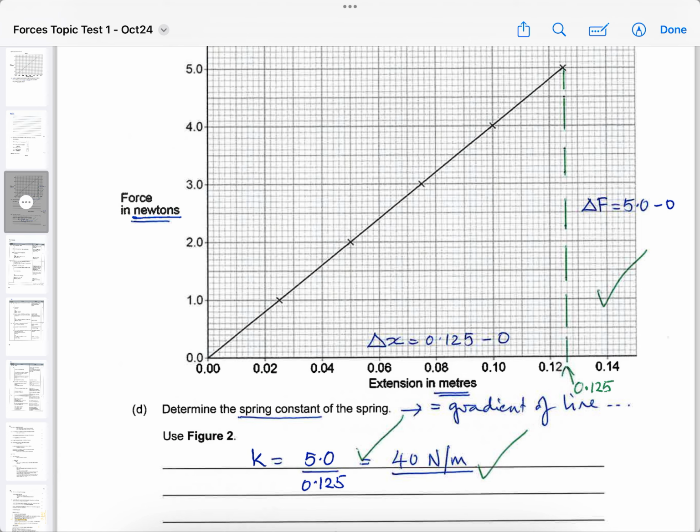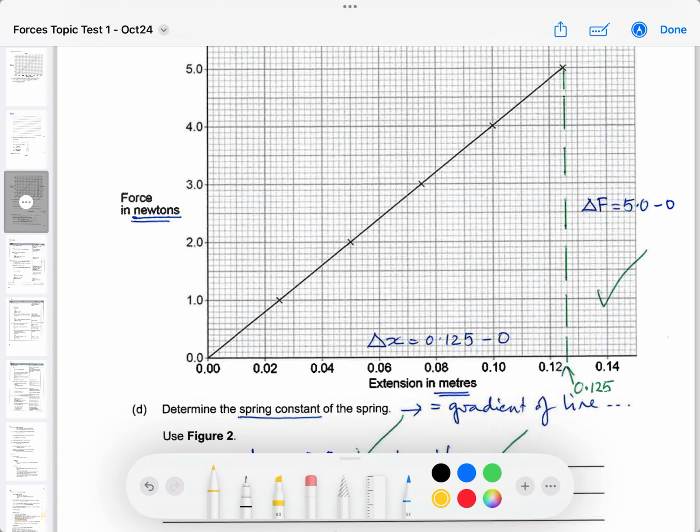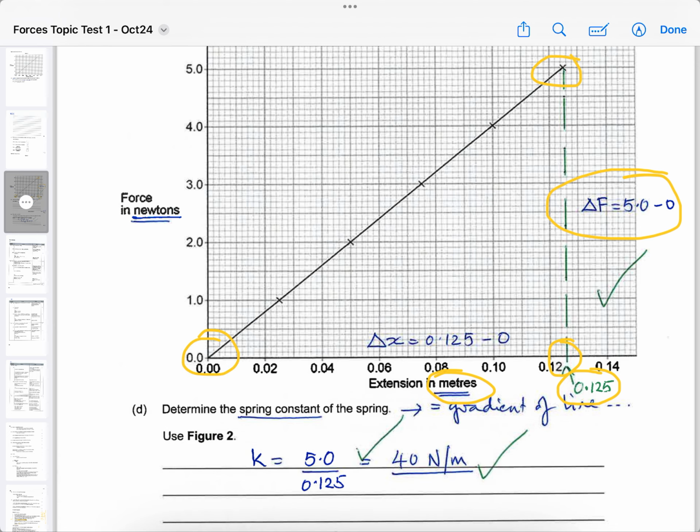I've shown my values on the graph. There's my change in force from 5 to 0, and then the extension is from 12.5 centimeters or 0.125 meters to 0 here. So we know those values. So show your figures on your graph. Again, clarity, depth, detail is what gets you the marks.